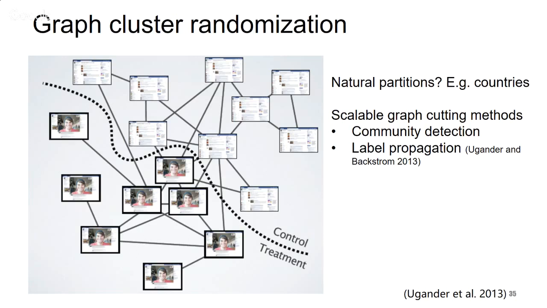So there are multiple ways. And then once you have the clusters, you can randomize at a cluster level. So you can pick a cluster with a probability P and then assign it to treatment or control, right?